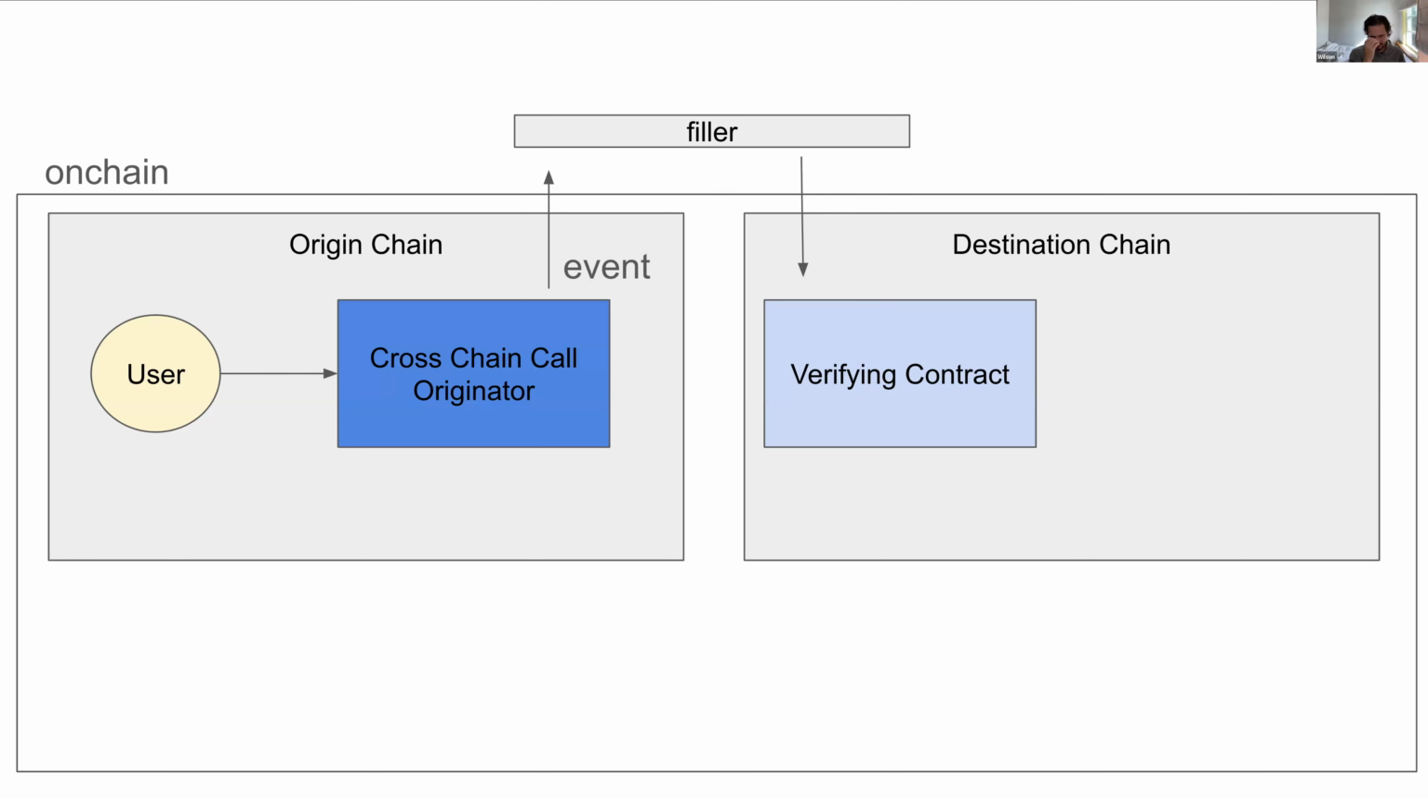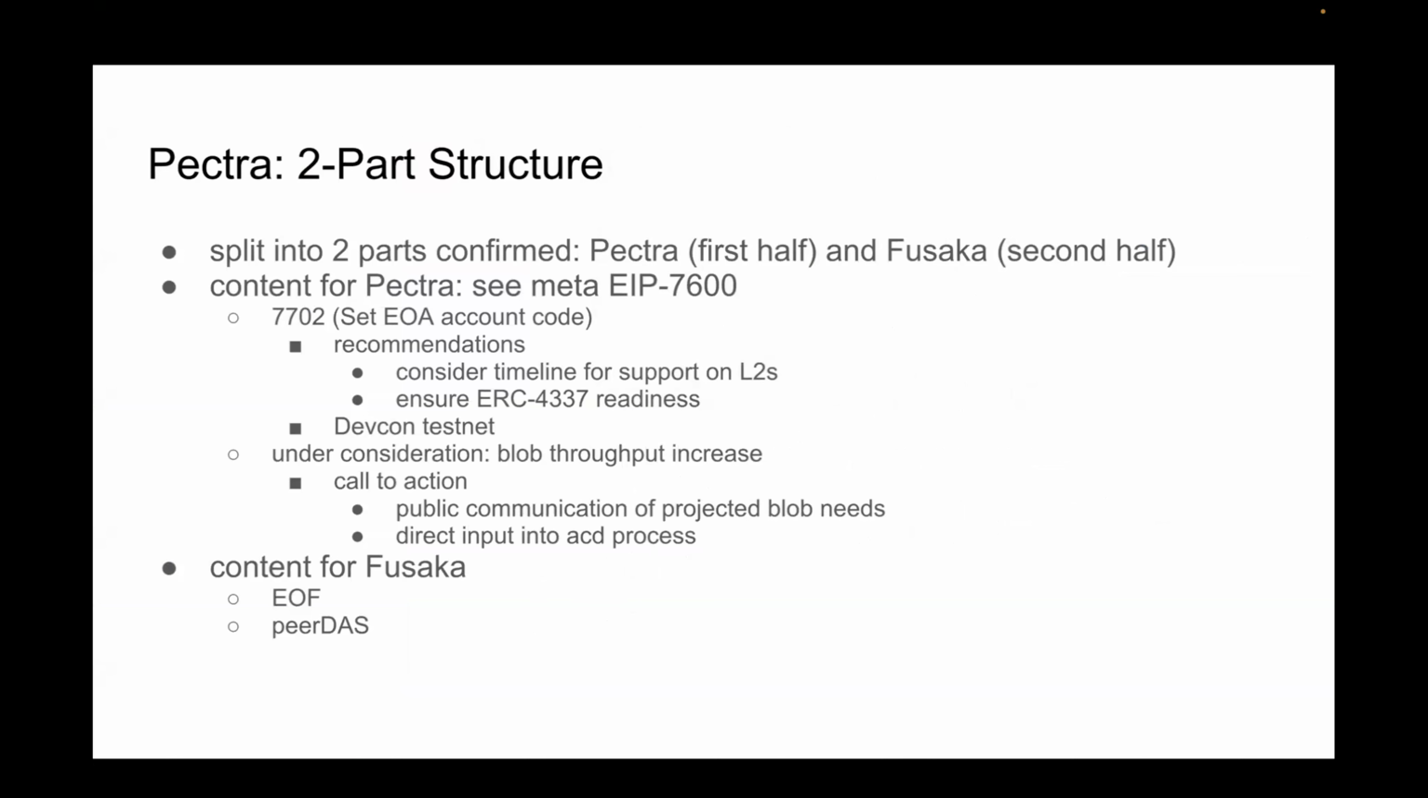The main update I wanted to give is that on the last rollcall, I mentioned that there was under consideration potentially splitting the upcoming Pectra hard fork on L1 into two parts, and that has indeed now been decided. There will be two parts of the Pectra hard fork, but because of naming consistency, the first one will be called Pectra, and the second one will get the next name in line, which is called Fusaka.